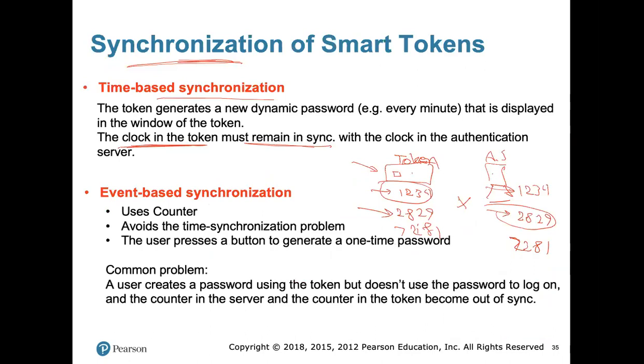So that's time-based synchronization. Another way of synchronization is event-based synchronization. In that case, there is no internal timer. They use a counter, and of course they start from 0, and this way they avoid the requirement for time synchronization, which is very difficult to keep. The user presses a button to generate a one-time password, and the counter of course increases.